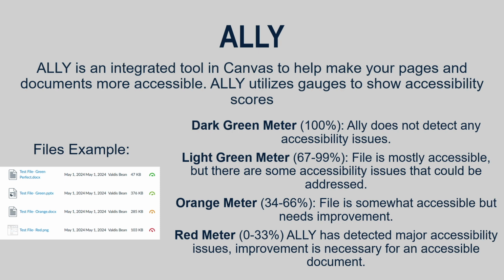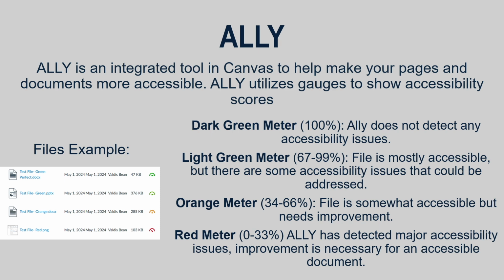So while that checklist doesn't encompass every accessibility issue possible, if you get the dark green meter, you can rest assured that your document is at least mostly, if not completely, accessible. The light green meter represents 67 to 99% accessible. And that means that the file is mostly accessible, but there are some accessibility issues that could be addressed, according to Ally's checklist. The orange meter means 34 to 66% accessible.